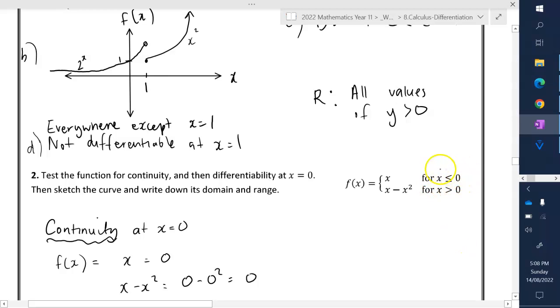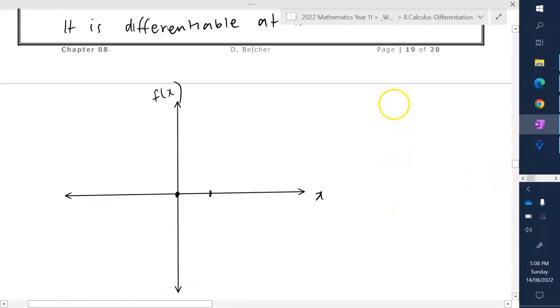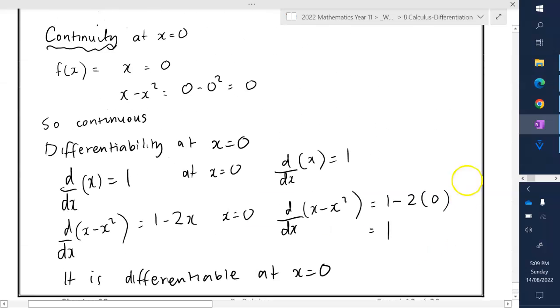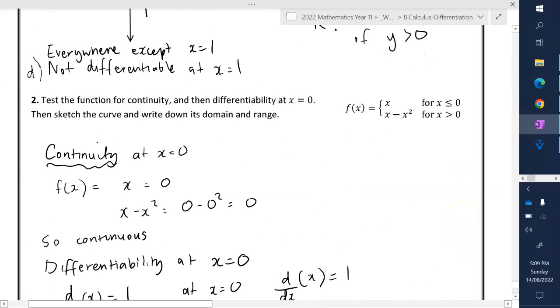For x less than or equal to 0, our function is equal to x. So y is equal to x for x less than or equal to 0. So from this point onwards, we've got y is equal to x, so our graph will look like that. But when it gets to here, 0, for values above that, it's going to look like x minus x squared.